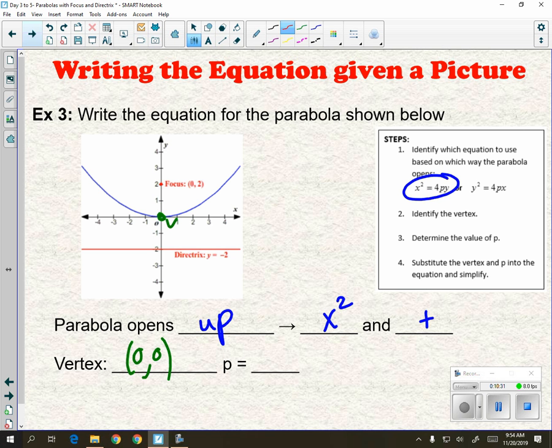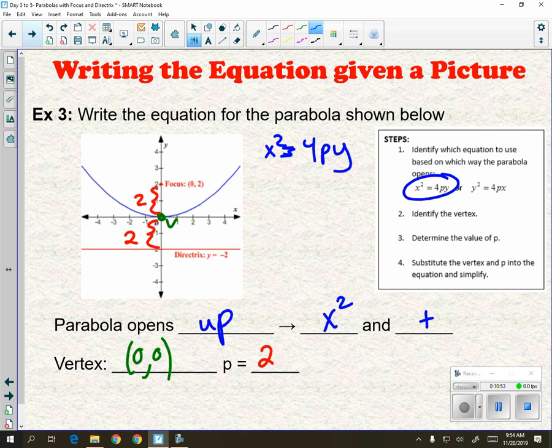And your value of p. So count from the vertex up to the focus. Double check that you counted properly by counting from the vertex down to the directrix. So p is equal to 2. So we have x squared equals positive 4py.